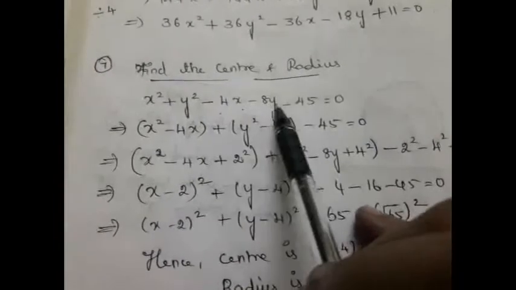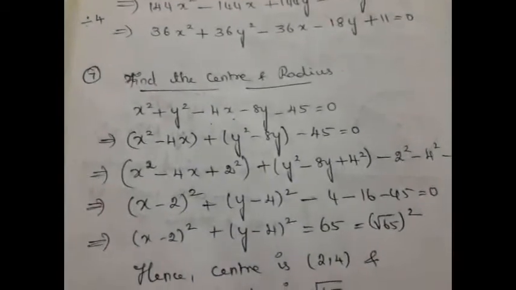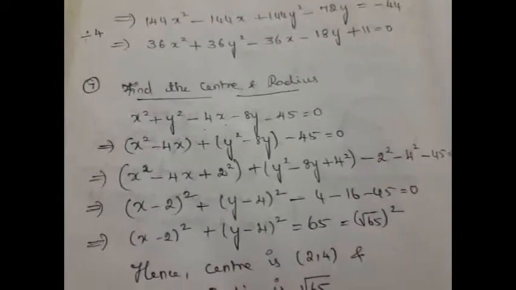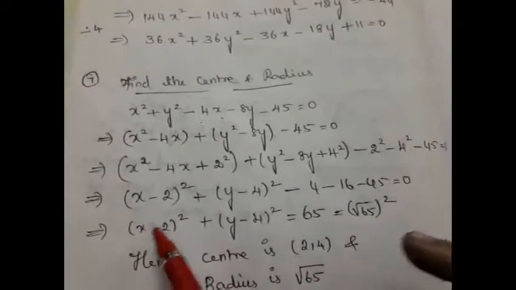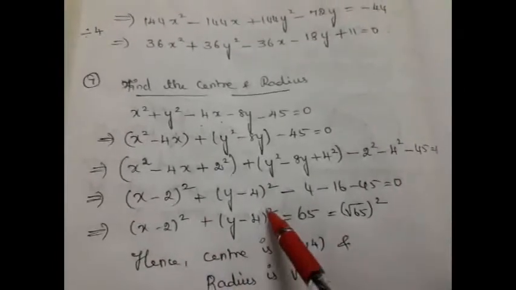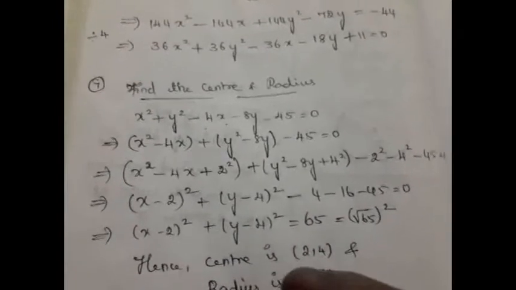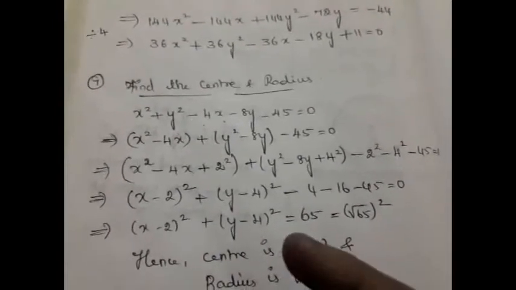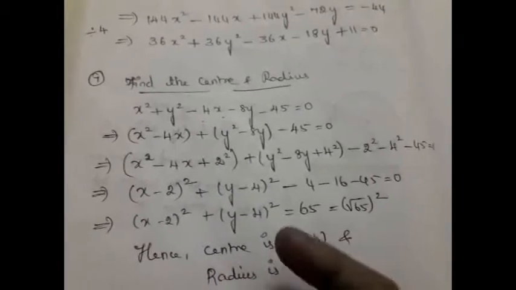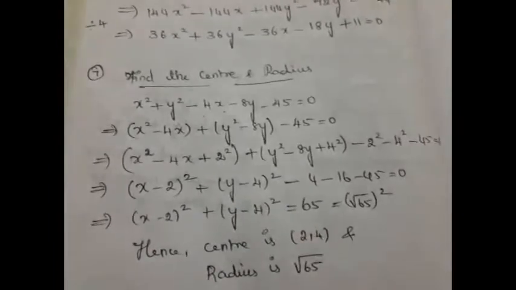So this is the equation x² + y² - 4x - 8y - 45 = 0. We have to bring it into the standard form, which is (x - h)² + (y - k)² = r². So we need it in the whole square format. Hope you remember this method, which is called the completing the square method. We have learnt it in our previous lower classes.